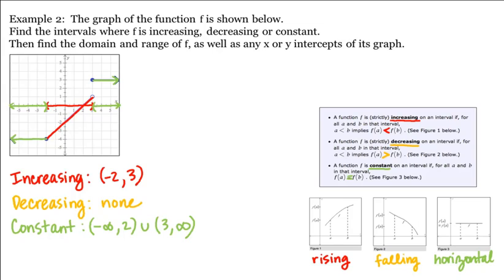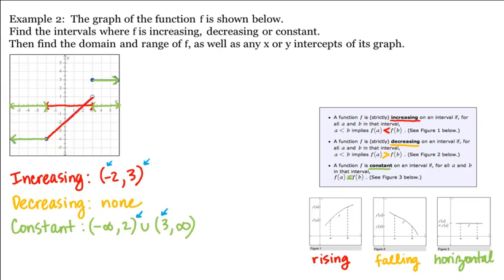Now notice in both of these examples, we've been writing these intervals as open intervals. These terms, increasing, decreasing, and constant, are defined in terms of intervals, not pointwise. Now we could have included either or both of any of these endpoints, and our answer would be correct. But by convention, most authors will state these intervals as open intervals.